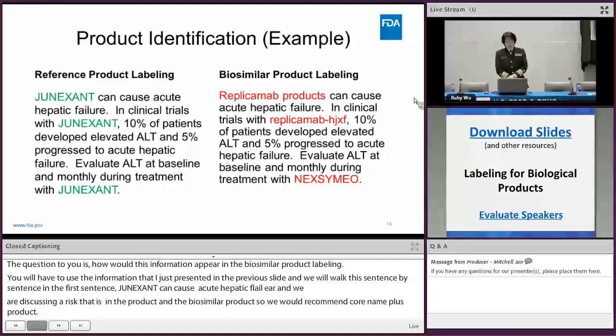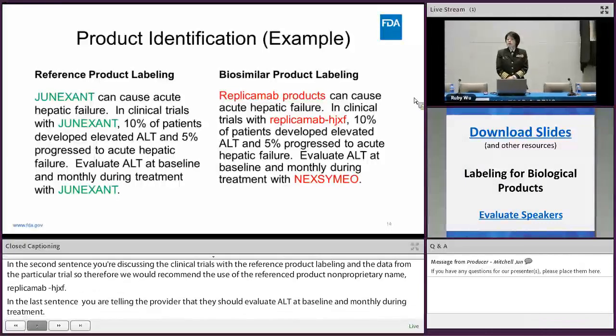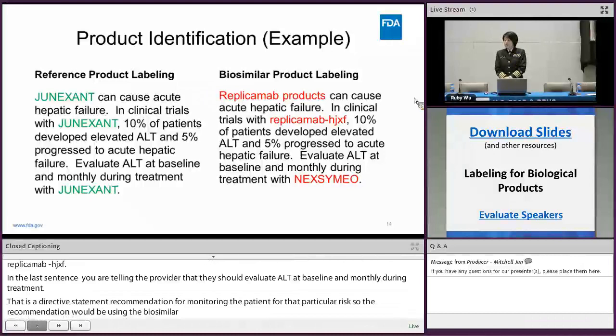And the last sentence, you're telling the provider that they should evaluate ALT at baseline and monthly during treatment. And so that's a directive statement, a recommendation for monitoring the patient for that particular risk. So the recommendation would be using the biosimilar product's name, and since the proprietary name is available, we could use the proprietary name. So this is how the label would appear on the right-hand side for the biosimilar product.